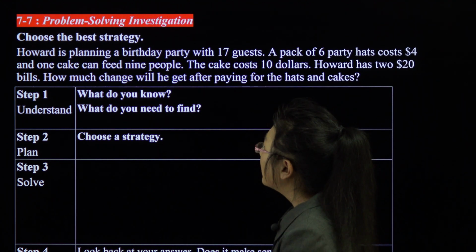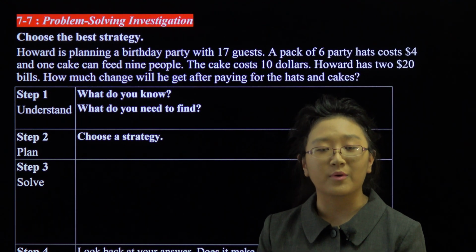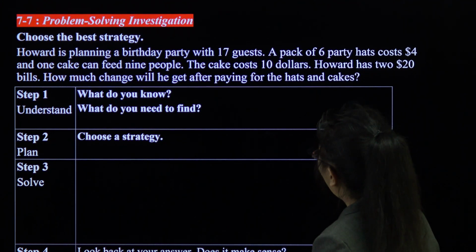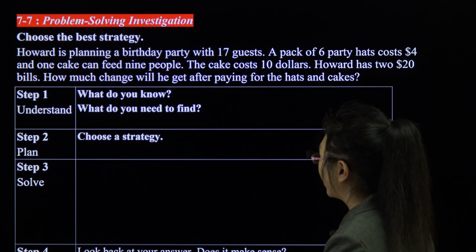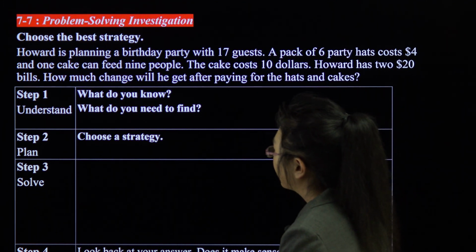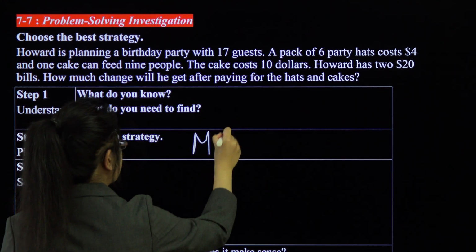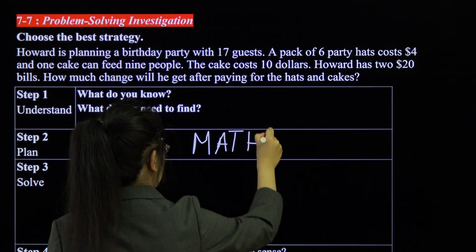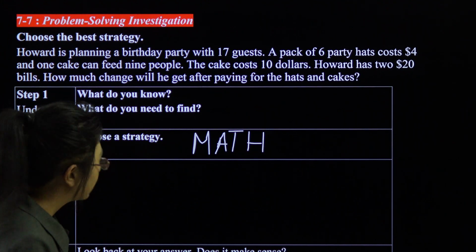So what do we know? We know the costs of everything, and we know how many people he has to supply for. What do we need to find? We need to find the amount of change that he will get after paying for the hats and cakes. Choose a strategy. Math. This is a math class, children. Math is meant to be done in math class.